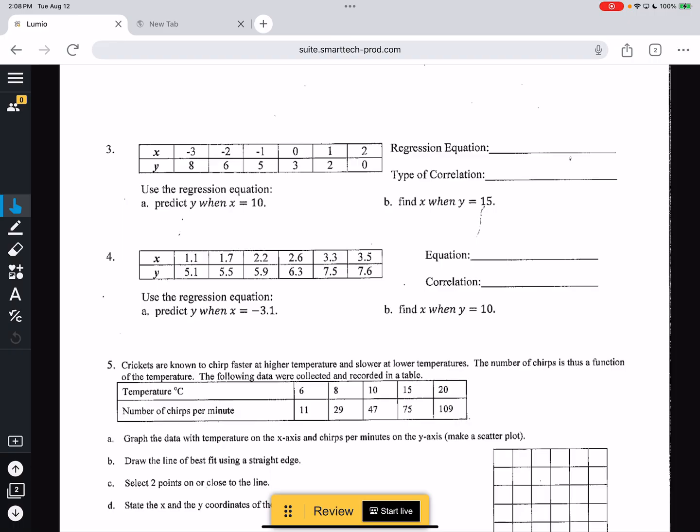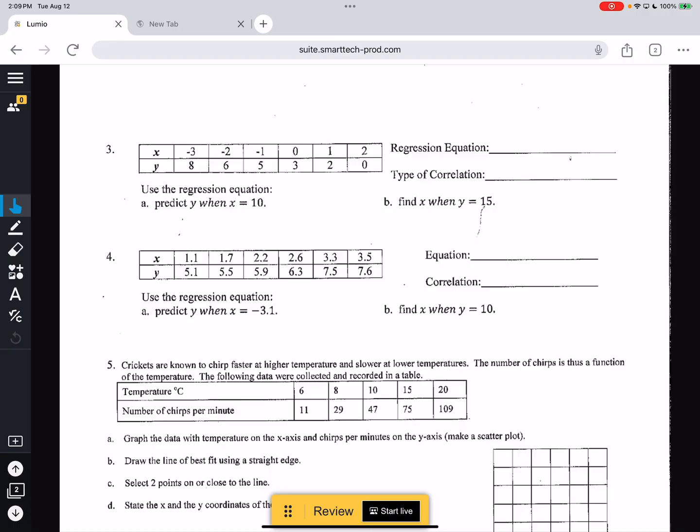And then where does it cross the y-axis? 3.2. So then what's your equation? Y equals negative 1.5x plus 3.2. Perfect. All right, Trip, I feel like I've lost you. Is that the regression equation? That is your regression equation. Y equals negative 1.5x plus 3.2.